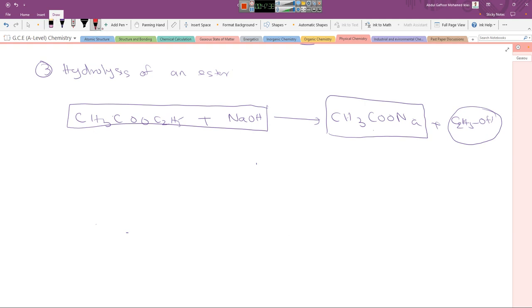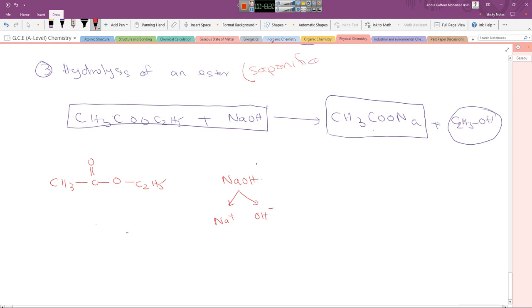So what we have is an ester, CH3C double bond O C2H5, right? And we have NaOH also. This NaOH will dissociate as Na plus and OH minus. Since we have already completed organic chemistry and studied a lot of mechanisms, let me introduce a mechanism for forming soap from fatty acid. This is called saponification, the reverse process of Fischer esterification, where we break ester into soap.